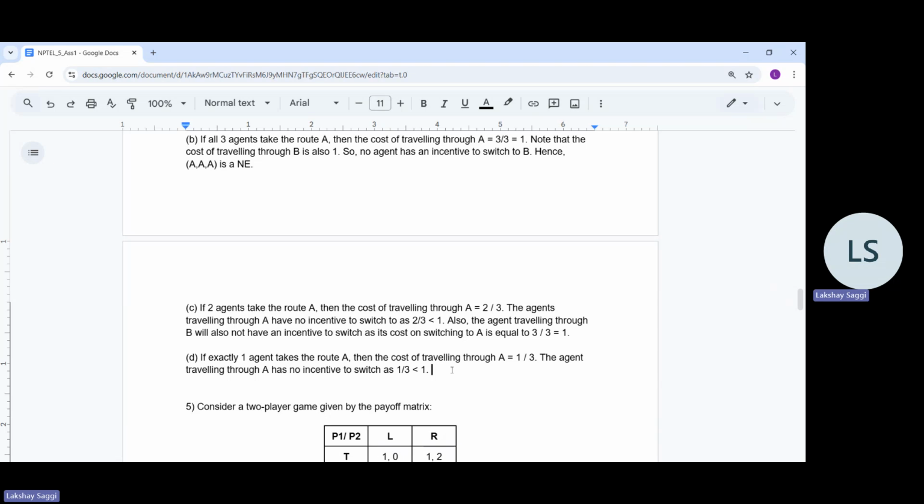So consider an agent which is traveling through B right now. If that agent switches to A, what happens? Traveling through B, it is paying a cost of 1. There is one agent traveling through A, and if another agent decides to switch to A from B, then two agents will be traveling through A and one through B. These two agents traveling through A will have to pay a cost of 2 by 3. So the agent which switches from B to A was initially paying a cost of 1, but on switching pays 2 by 3, because the fraction of people traveling through A is now 2 by 3. Since 2 by 3 is less than 1, that agent will indeed want to switch.